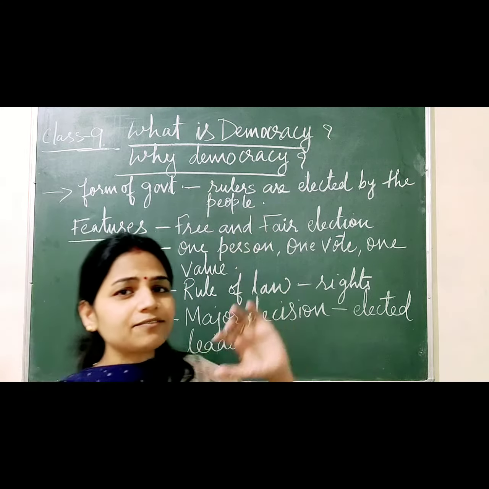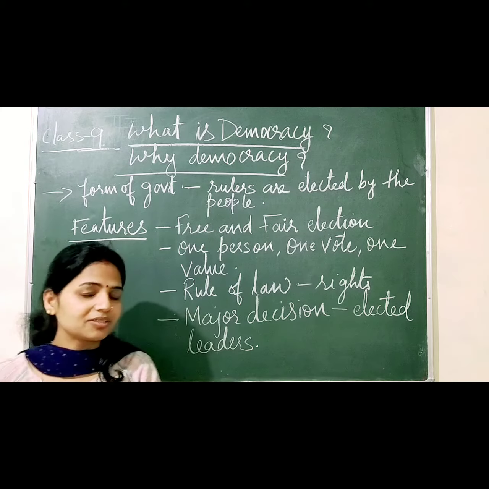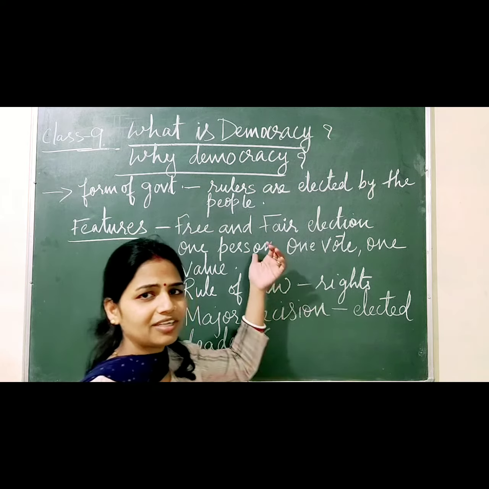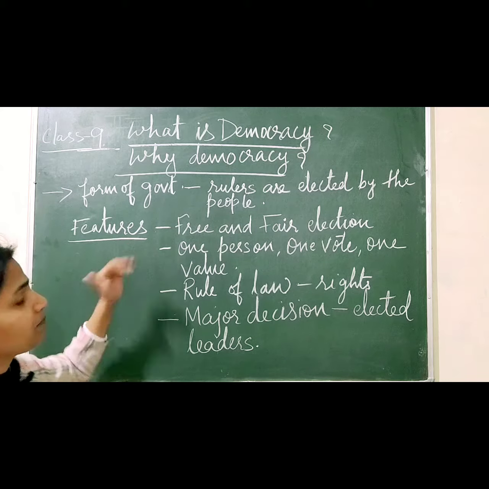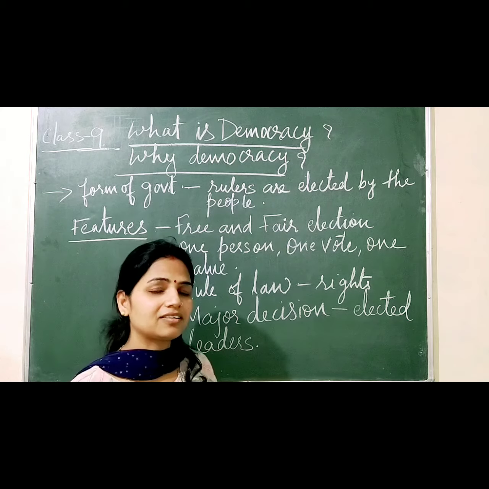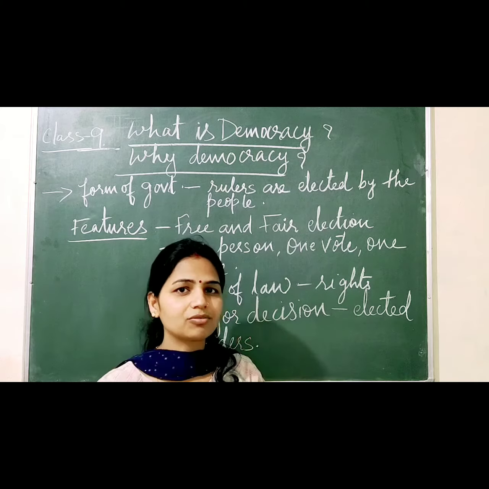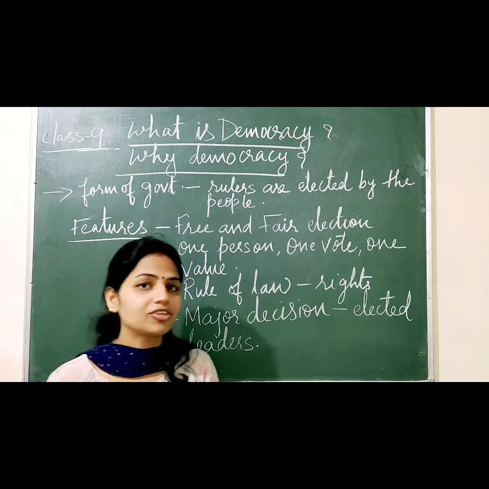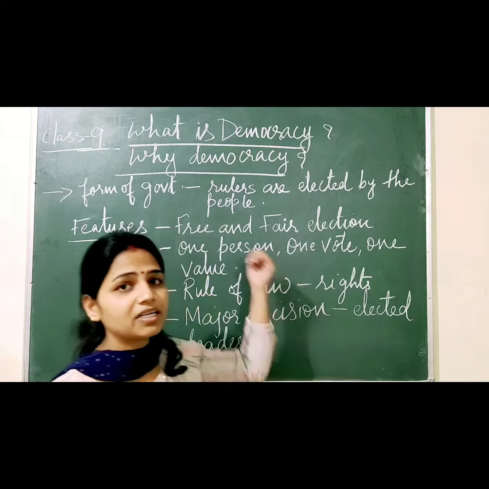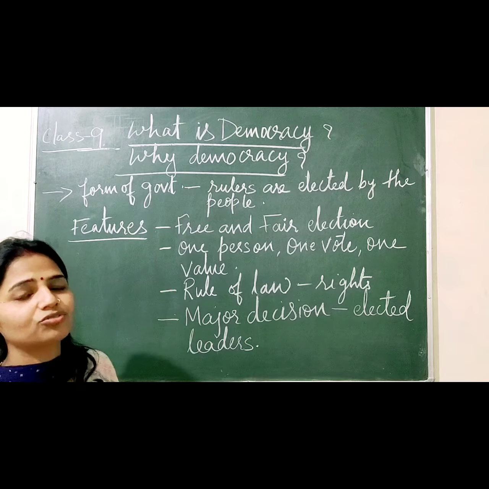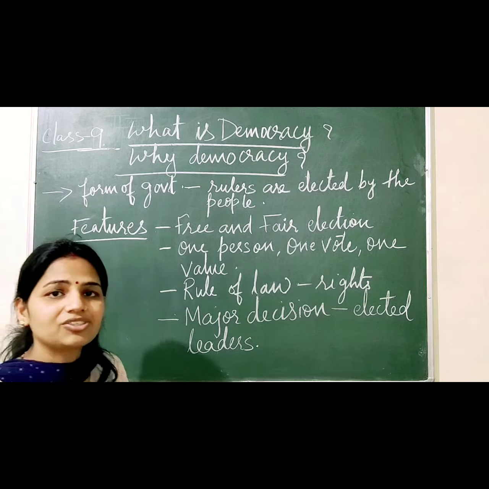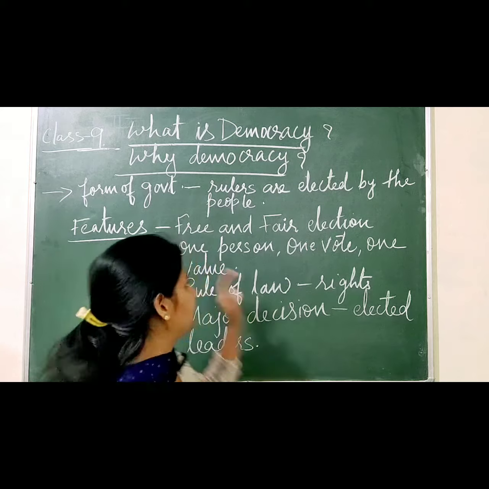Now here we'll see some features of democracy. What are some characteristics of democracy? So here I have sorted out some points. Earlier we had a monarchy system where so many rules and regulations were not in favor of common people. But in a democracy, we have lots of rights, rules and regulations which are in favor of common people.